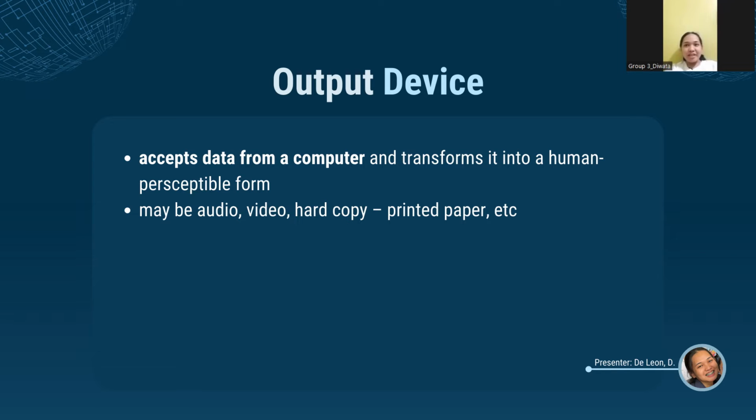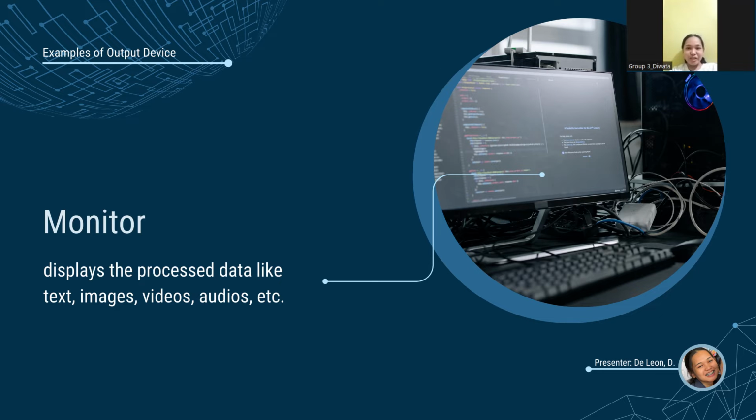Output devices are any peripheral that accepts the data from a computer and prints, projects, or reproduces it. It can be in the form of audio, video, or hard copy, like a printed paper, etc. Next slide. So there are various output devices. They are as follows. First, the monitor.